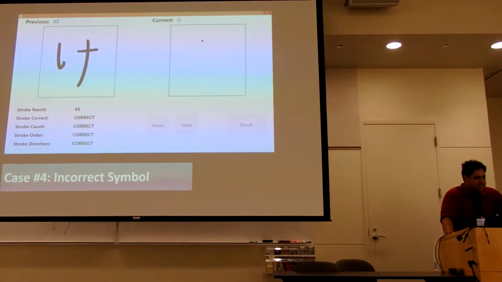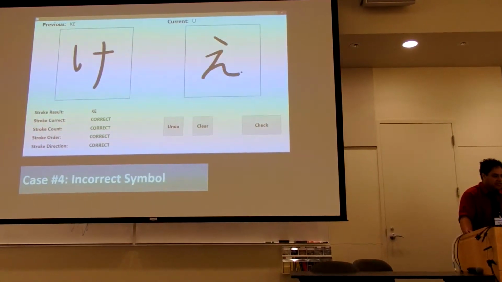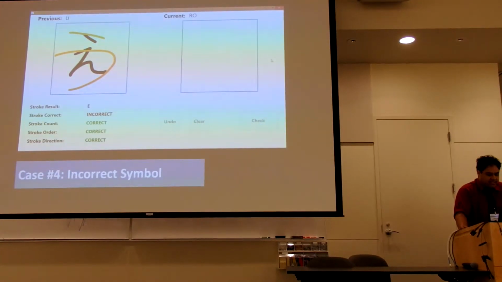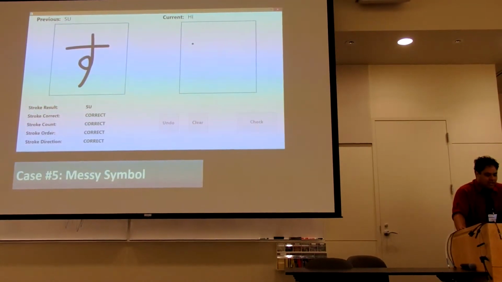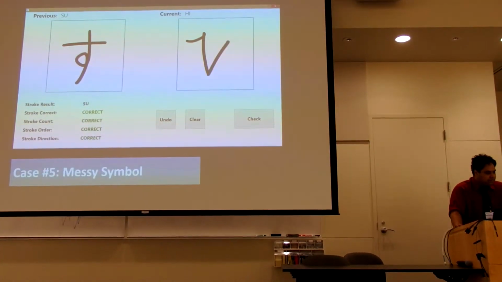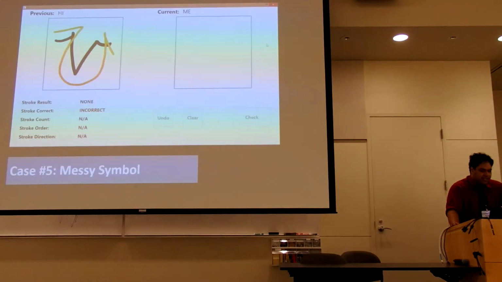Correct symbol basically says that the user wrote the wrong corresponding symbol for the given question, and it says it's incorrect. And then this one checks to see if it's messy. The check says that it doesn't fit anything because it's too messy.